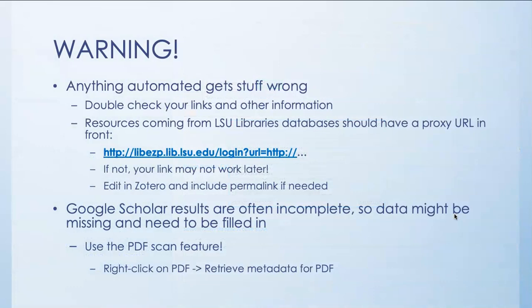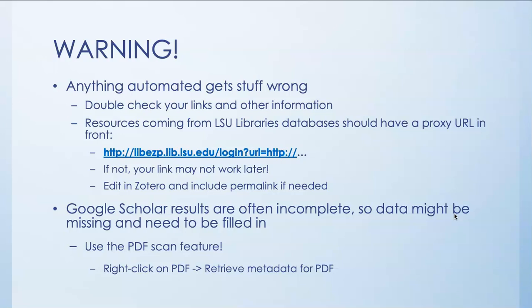I will give the big disclaimer. Anything automated gets stuff wrong sometimes. Just like if you used EasyBib or Citation Machine or any of those kind of citation generators, things that are automated do get things wrong. They do require a little bit of human intervention to make sure they're perfect. So double check things like links and other information like author and title to make sure that it's pulling correctly. Most of the time it will.